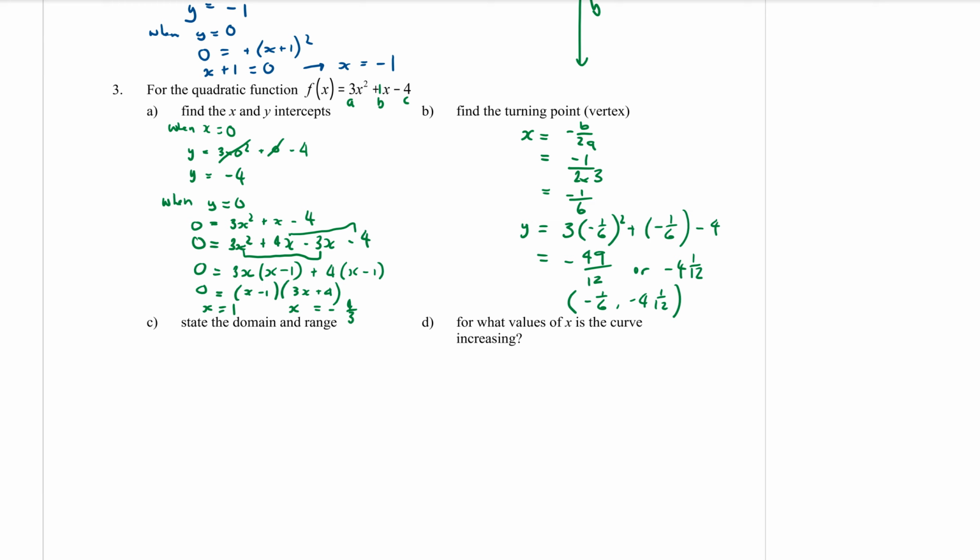Okay? Part C, state the domain and the range. We've been practicing this for a few lessons now. This is a parabola. We haven't actually drawn it, but can you visualize it? It's a 3x squared, so it's positive. It's going to be concave up. We haven't been asked to draw it, but sometimes it helps to draw a quick sketch if you can't visualize it. So we know it's concave up.